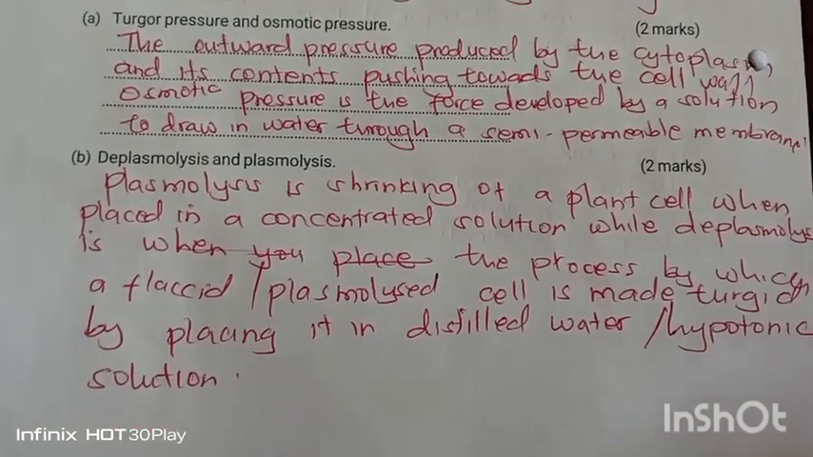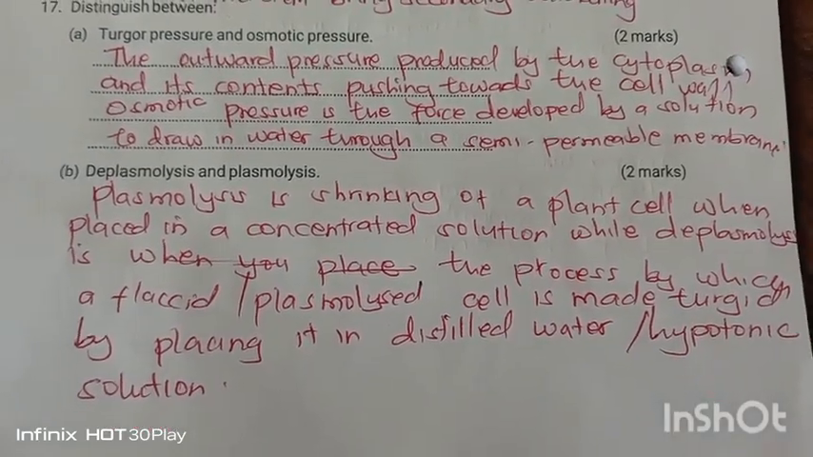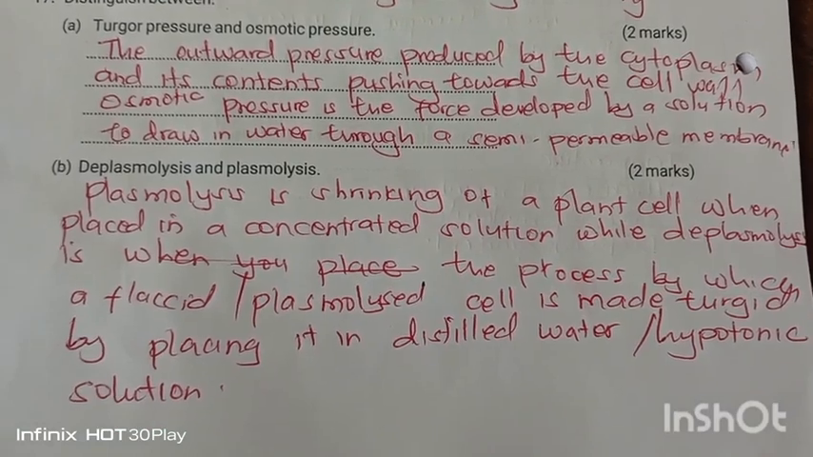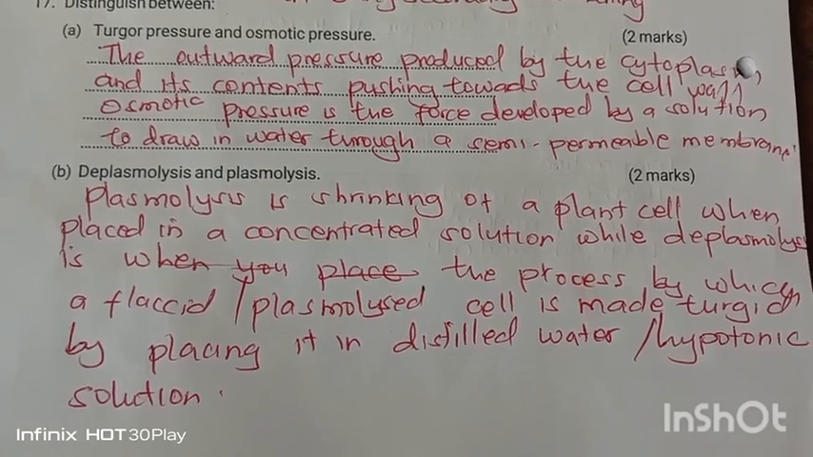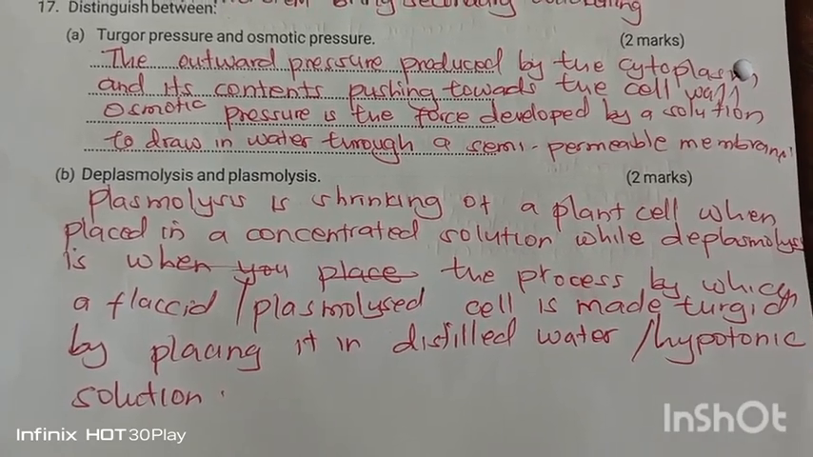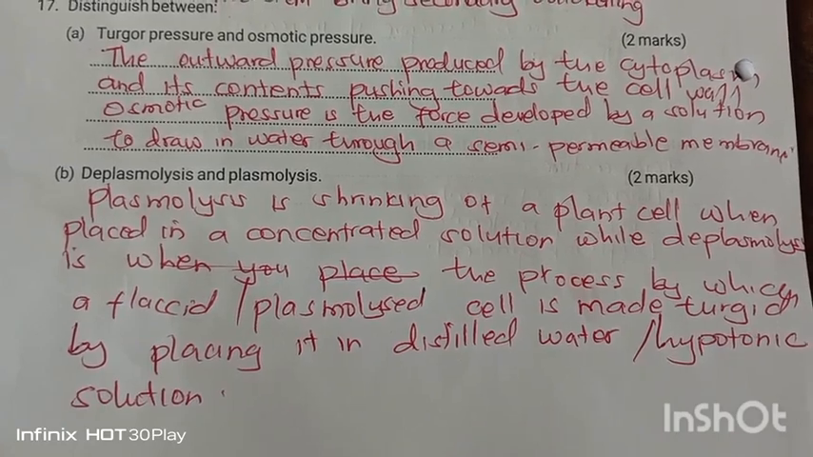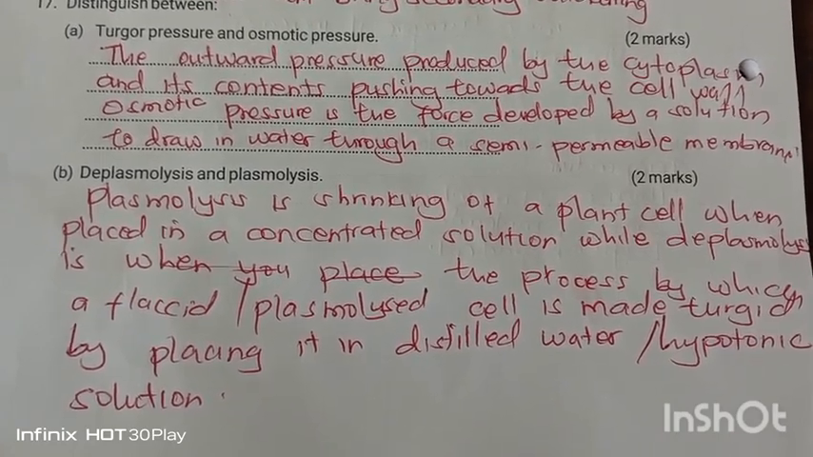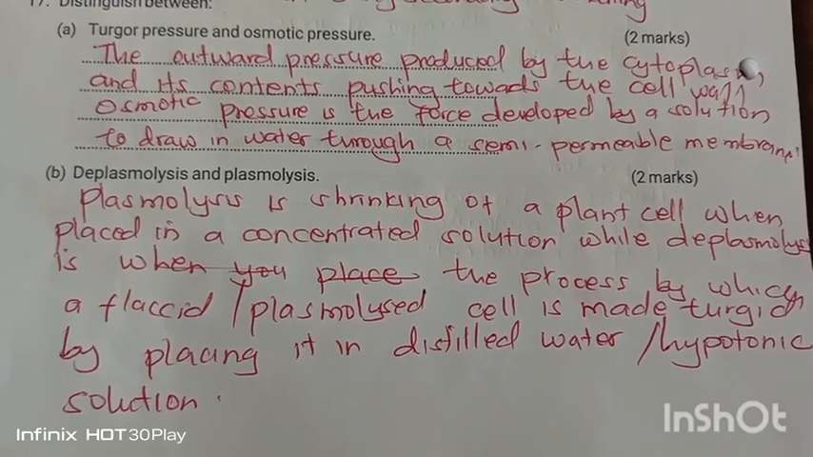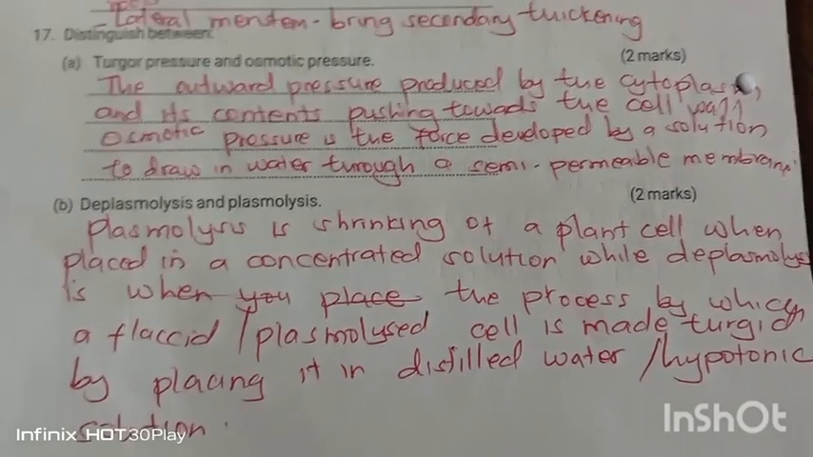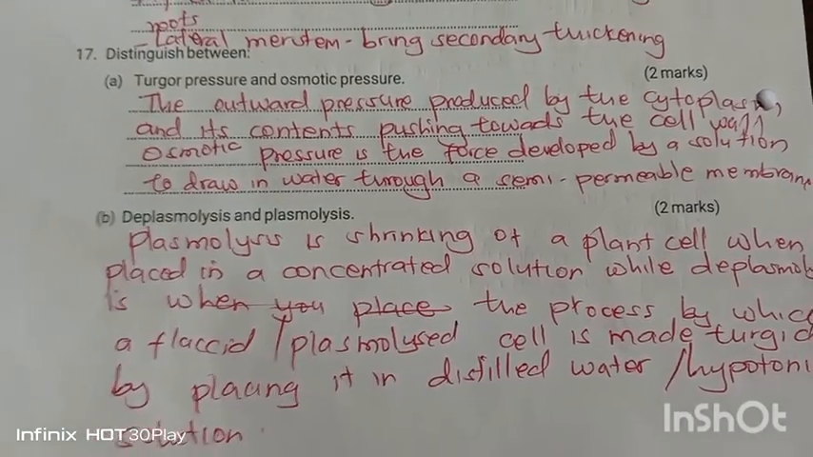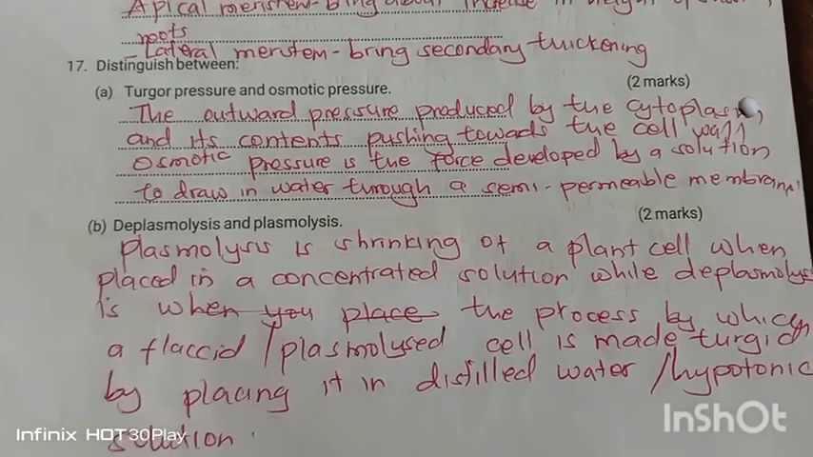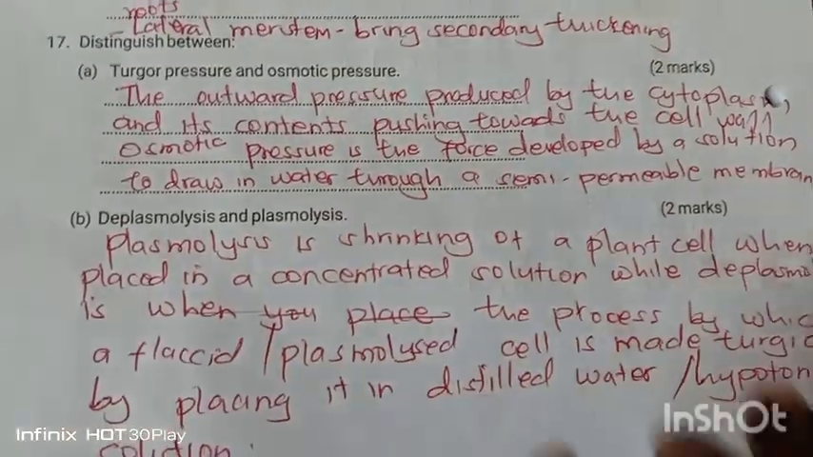Plasmolysis and deplasmolysis. Plasmolysis is the shrinking of a plant cell when placed in a concentrated solution, while deplasmolysis is when you place a plasmolyzed cell in water to make it turgid. That is deplasmolysis. You place an already shrunken cell into distilled water to make it turgid.